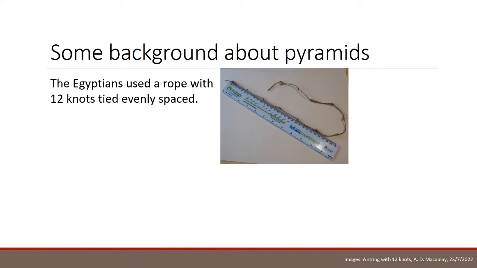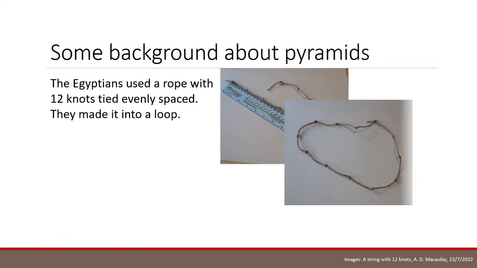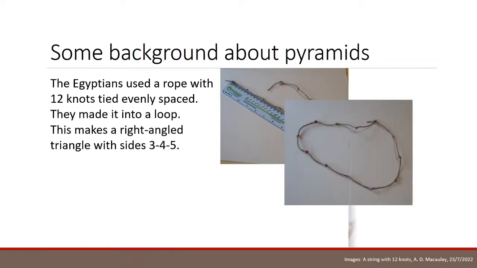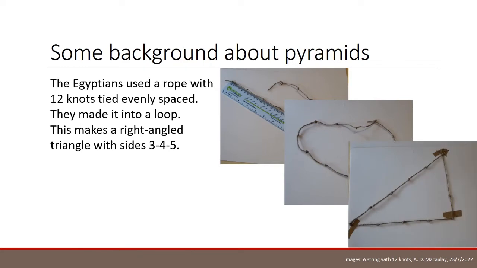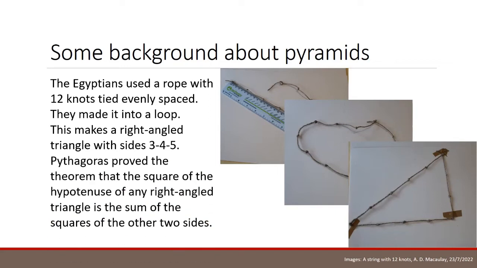Now, the Egyptians used a rope with 12 knots tied evenly spaced around it. As you can see, I've got a bit of string here, and I've tied knots every 5 centimeters. And they made it into a loop like this, and when stretched out, it makes a right-angled triangle with the sides, the spaces between the knots, as 3 on the right-hand side, 4 at the bottom, and 5 along the longest side. What happens then is that this triangle makes a right-angled triangle.